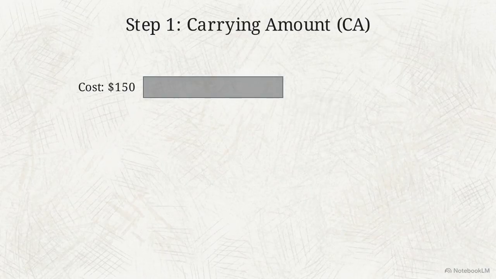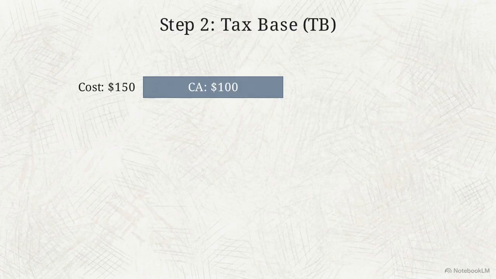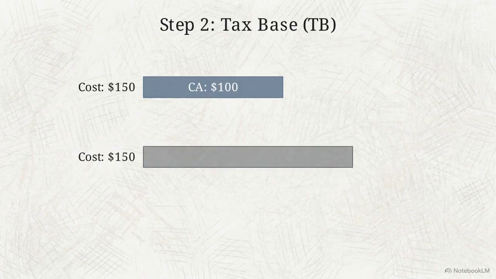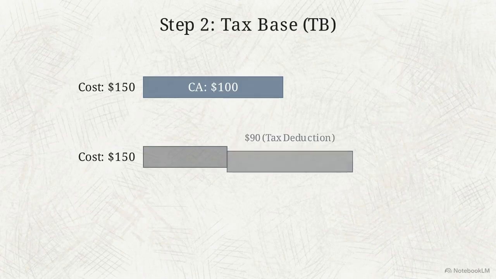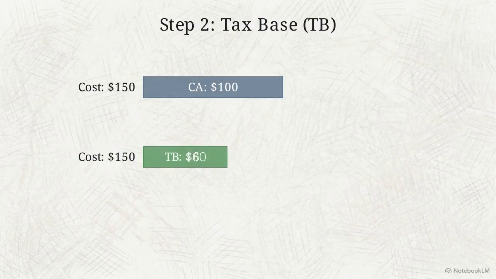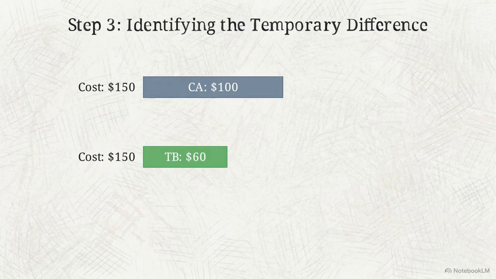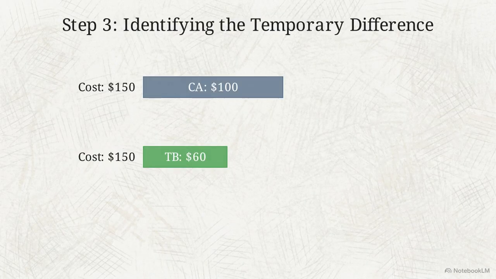Step 2 is determining the tax base. The tax authorities allowed a larger deduction of $90. Subtracting that from the $150 cost leaves a tax base of only $60. Step 3 is identifying the gap. Subtracting the $60 tax base from the $100 carrying amount isolates a temporary difference of exactly $40.